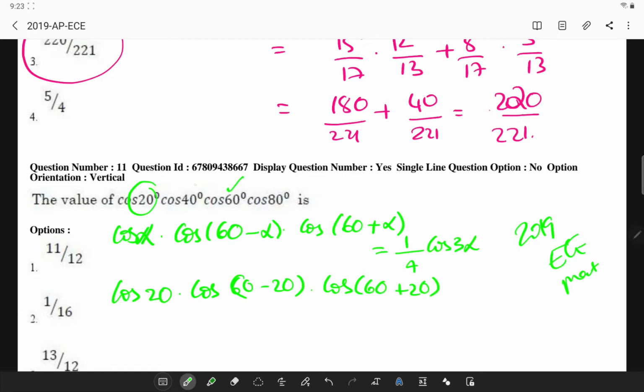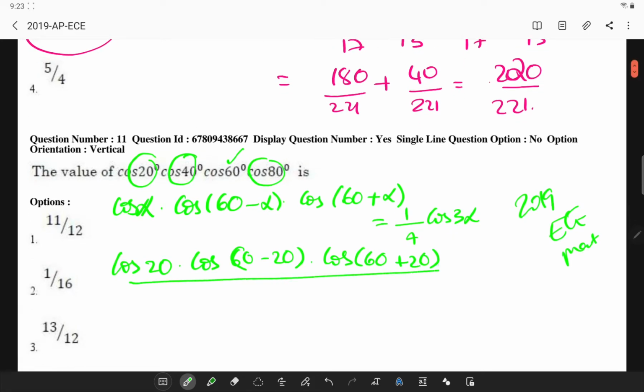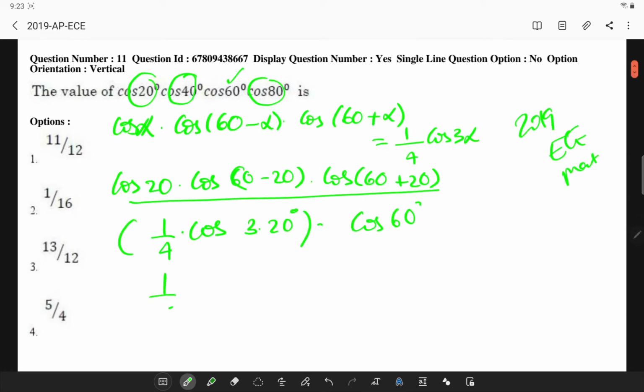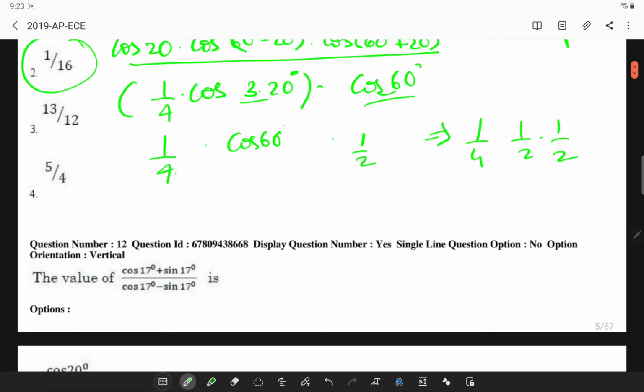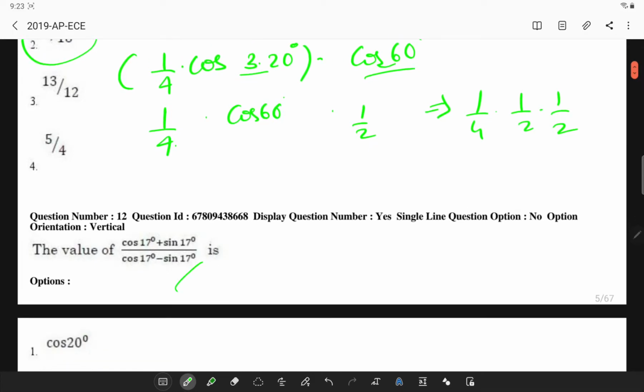Apart from cos 60 degrees, the remaining three terms I'm taking separately. So this is nothing but 1 by 4 into cos 3 into 20 degrees into cos 60. The value of cos 60 is 1 by 2, so I can simply write it as 1 by 4 into 1 by 2 into 1 by 2, which is 1 by 16.